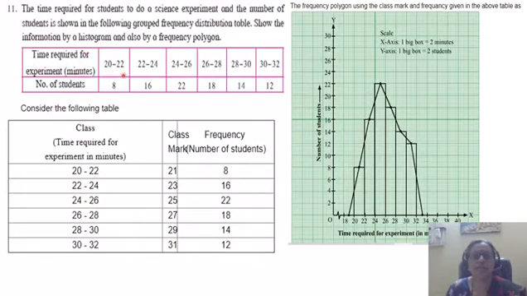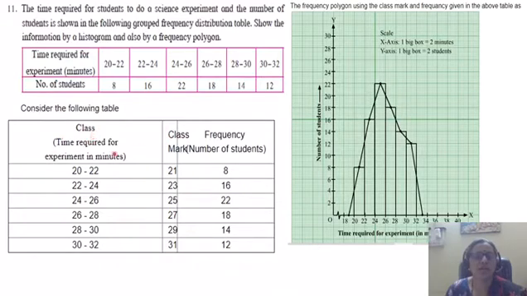It is given 20 to 22 minutes, number of students 8. 22 to 24 minutes, 16 students. 24 to 26, 22 students. 26 to 28, 18 students. 28 to 30, 14 students, and 30 to 32 minutes, 12 students. So draw the table.